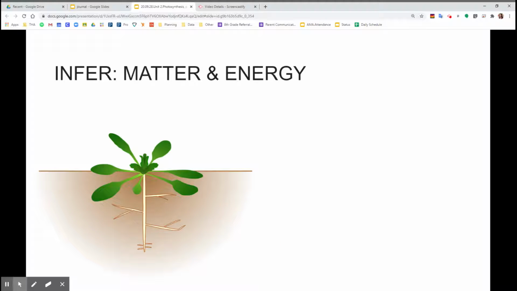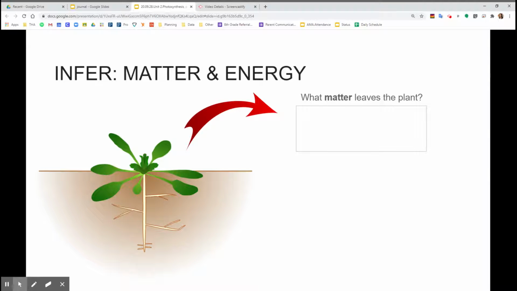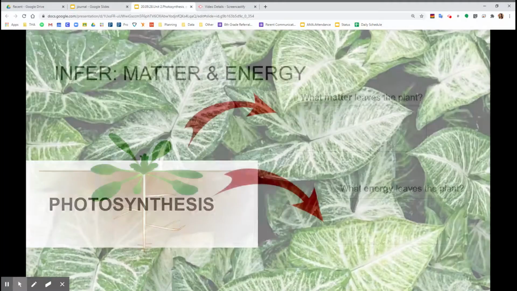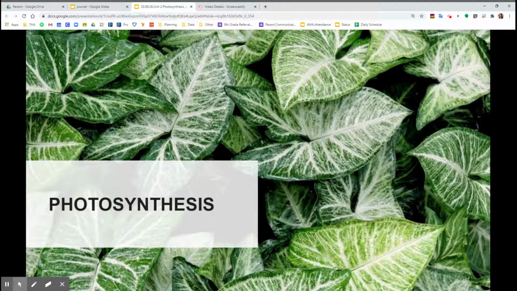Similarly, consider what leaves the plant as it grows. What matter leaves the plant? What atoms? And then what energy leaves the plant? So let's get into photosynthesis.